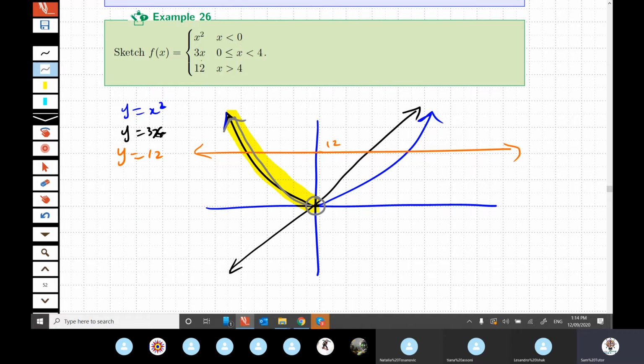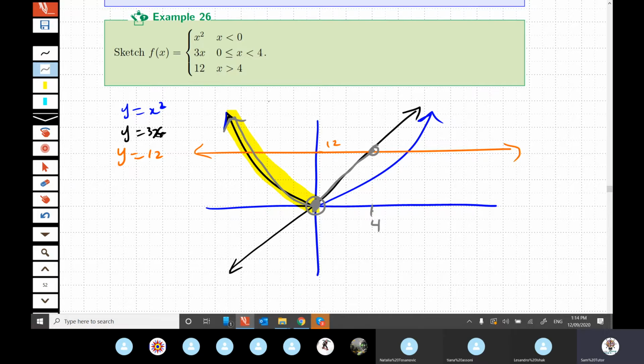But after that it's the black line, which starts at 0 and goes all the way up to 4, not including 4. So again, at 0, 3 times 0 is 0, so now it works. You don't have to have an open circle there. And then we go to 4. Where is it at 4? At 4, 3 times 4 is 12. So actually, this black line will go all the way up to right there.